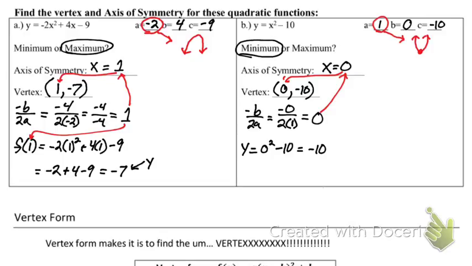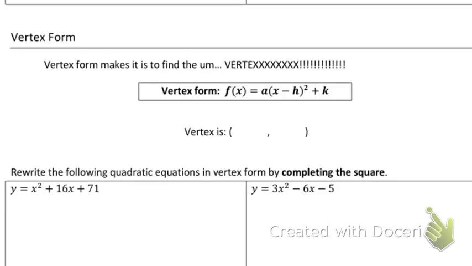With vertex comes vertex form. And the odd thing is, vertex form gets you your vertex. So if you have f of x equals a times x minus h squared plus k, you immediately know your vertex. Your vertex is going to be h, comma k. That is your vertex, whatever values are in for the h and whatever values are in for your k.